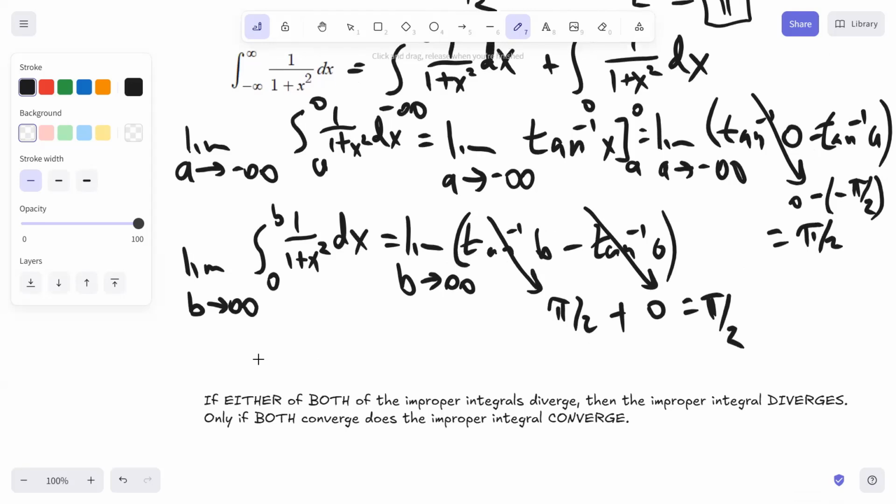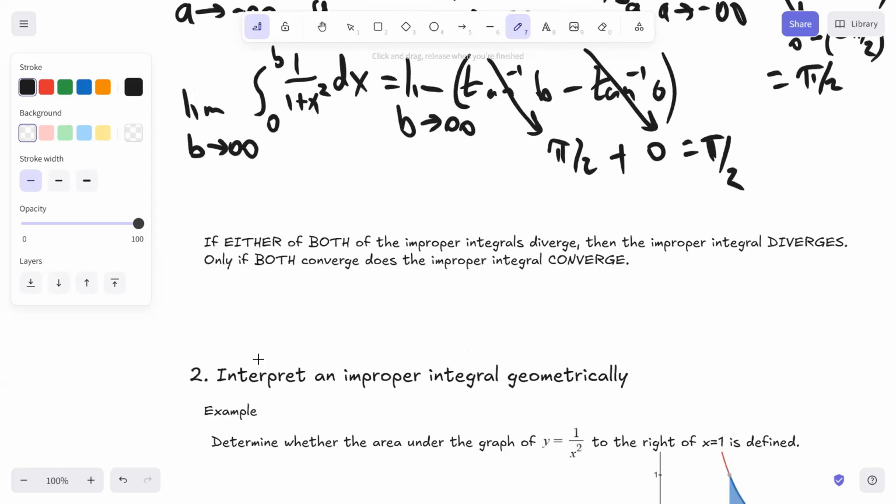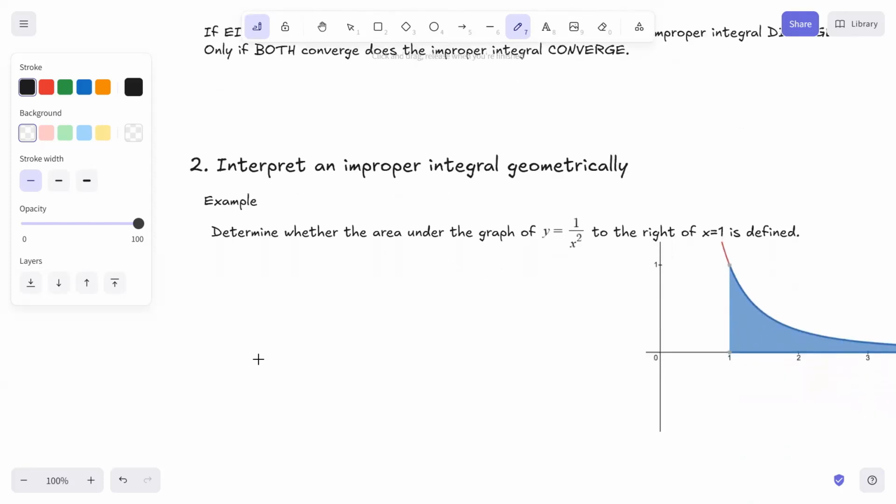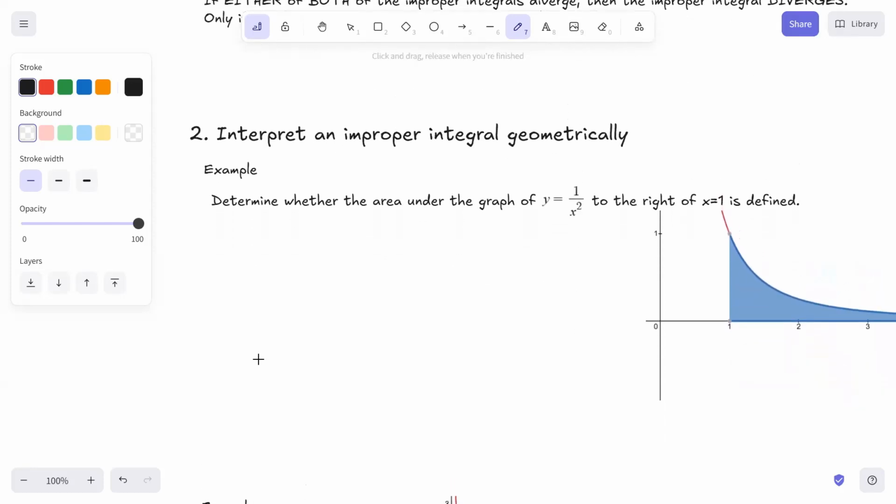So if either or both of the improper integrals diverge, then the improper integral overall is said to diverge. Only in the case where both improper integrals converge does the overall integral converge. So just be careful there. The second thing we want to do is talk about interpreting an improper integral geometrically. So we could just think of these as area under the curve type problems.